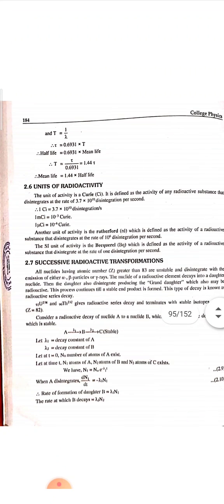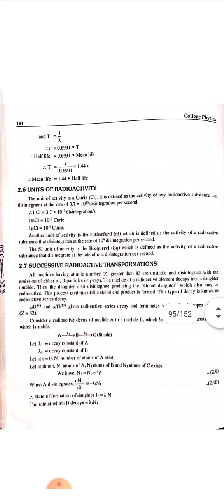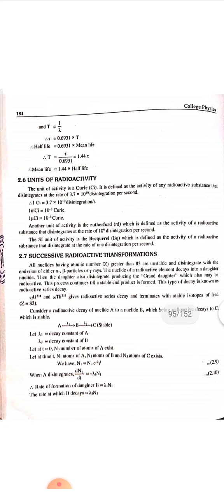Units of radioactivity: it is expressed in the Curie. It is defined as the activity of any radioactive substance that disintegrates at the rate of 3.7 into 10 raised to 10 dps, disintegrations per second. That comes for the MCQ. Okay, 1 curie is equal to 3.7 into 10 raised to 10 dps. 1 millicurie is equal to 10 raised to minus 3 curie, and 1 microcurie is 10 raised to minus 6 curie.